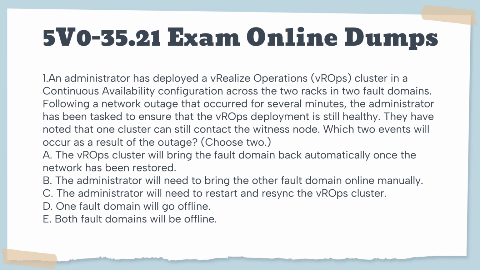1. An administrator has deployed a vRealize Operations (vROPs) cluster in a continuous availability configuration across the two racks in two fault domains. Following a network outage that occurred for several minutes, the administrator has been tasked to ensure that the vROPs deployment is still healthy. They have noted that one cluster can still contact the witness node. Which two events will occur as a result of the outage?